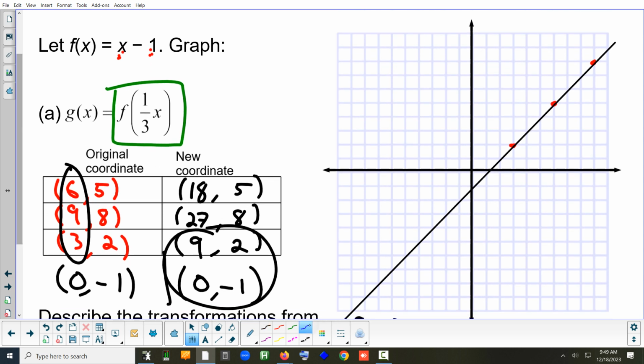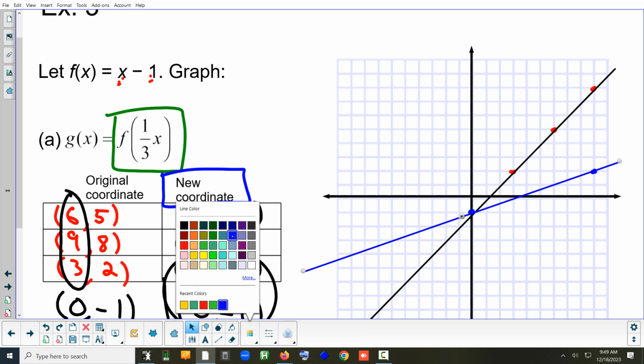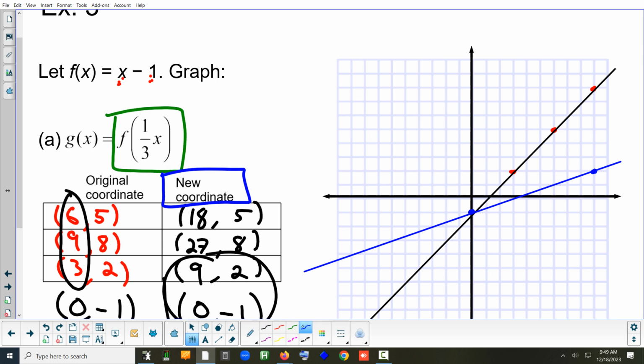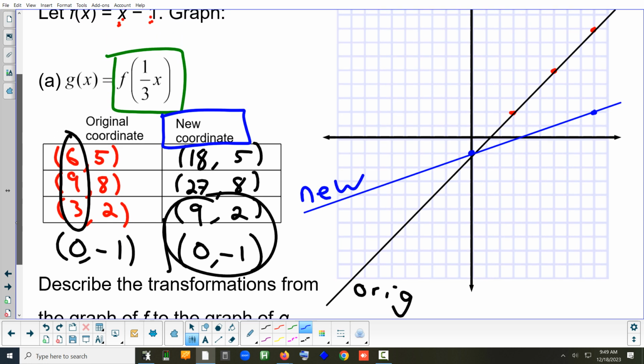All right. And we'll do the new one in blue. So we got 9, 2. And the point 0, -1. Okay, I know it's only 2 points, but that's kind of the best I can do this time. Make that blue. And that's the new one. So blue is the new, and black is the original.